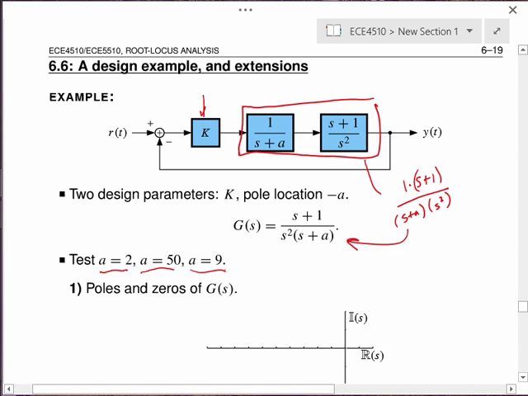So to plot the root locus, the first thing that we do is we put down where all the poles and the zeros are. I've got a zero, we see, at -1. And I've got 2 poles at S equals 0, so I've got 2 poles right there. And I've got some poles elsewhere.